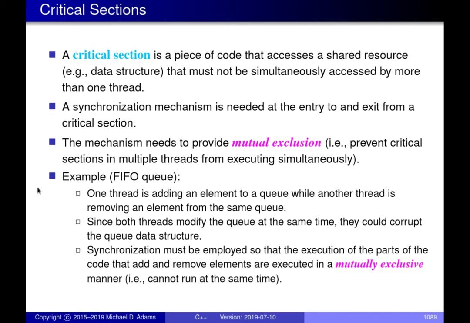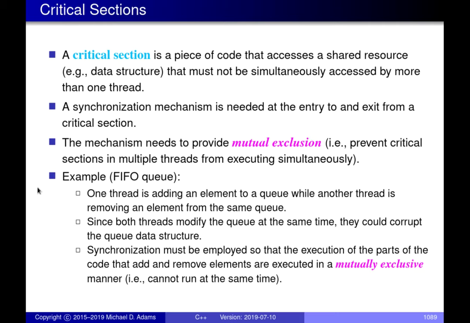And the requirement that no two threads be executing code in critical sections at the same time is known as mutual exclusion. In order to achieve mutual exclusion, some form of synchronization mechanism is needed at entry to and exit from critical sections. By using such a mechanism, threads can coordinate with one another to ensure that no two threads execute critical sections concurrently.